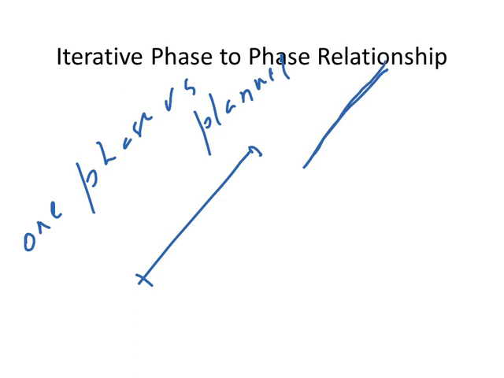This type of iterative phase is best suited for uncertain or rapidly changing environments, such as research.